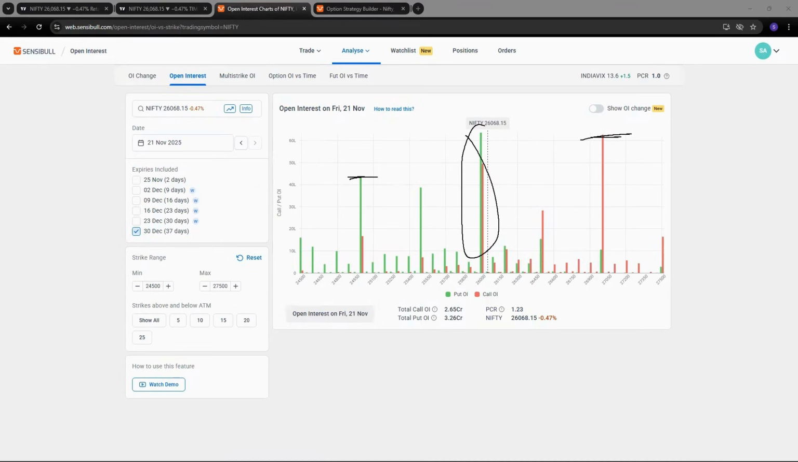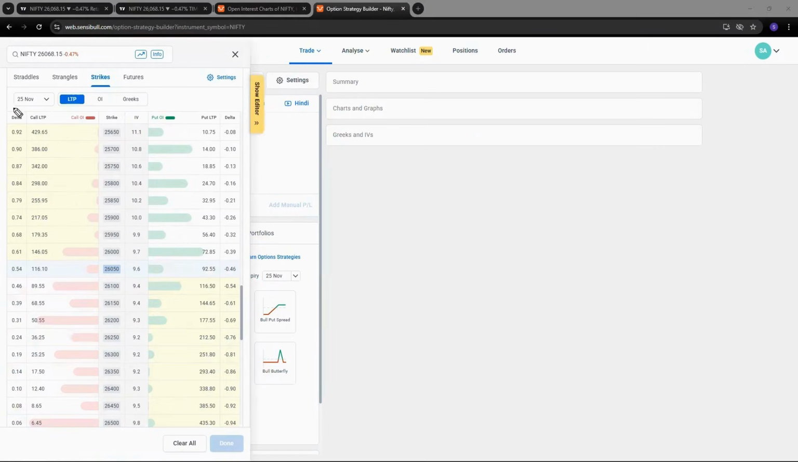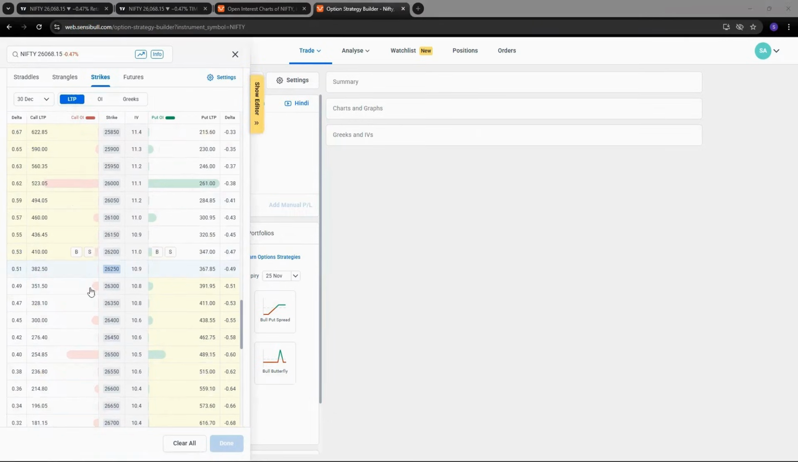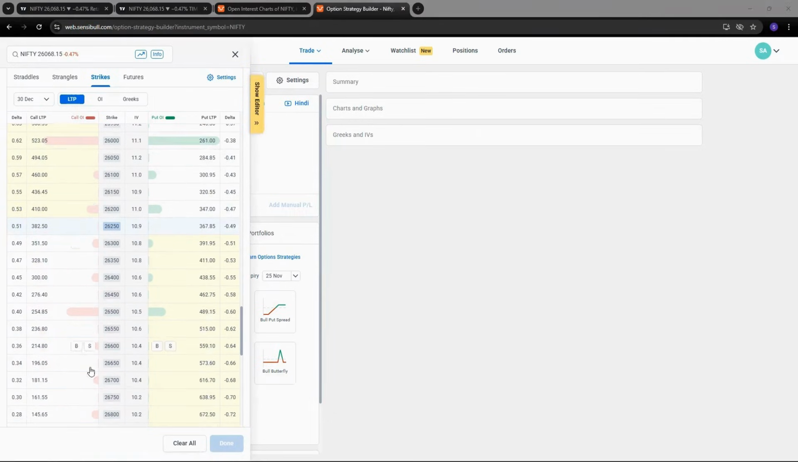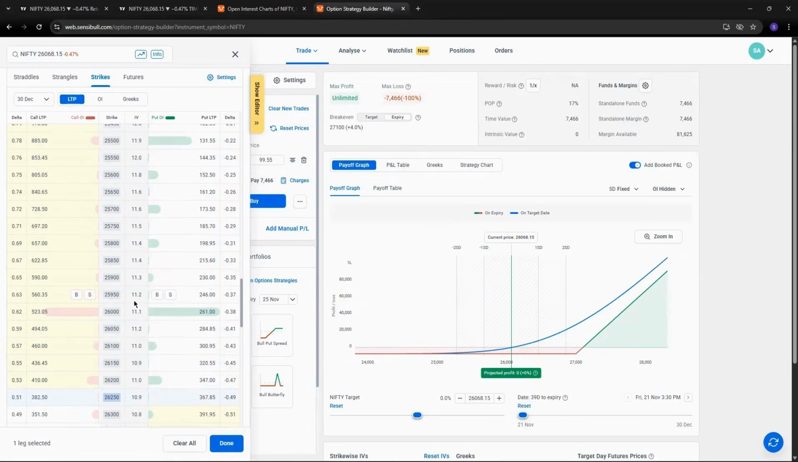So the most common idea I get from this is that somebody is creating an iron fly at 26,000 of December month. So this 25th November, I have to change it to 30th December month end. Okay, I have the option chain now. So first thing, we'll buy one lot of 27,000, because we know someone was buying the 27,000 call option.